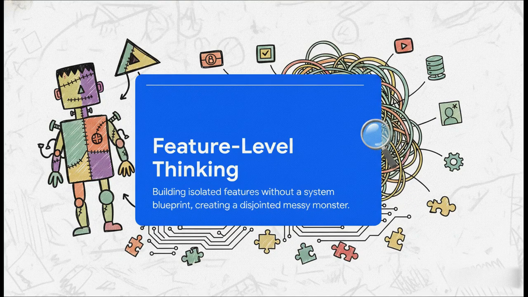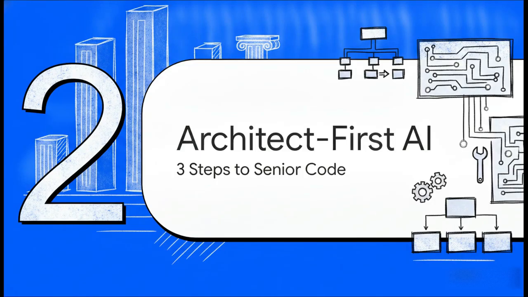And trap number 3 is feature-level thinking. This is where you build things one by one, asking the AI for, say, a login button today and maybe a user profile query tomorrow, but you're doing it without any overarching blueprint or interface contract. Because you lack a system-level plan, your project eventually morphs into this Frankenstein monster. It becomes a tangled mess of disjointed patterns, duplicated logic, and wildly mixed design paradigms. Moving on to part 2, the architect-first AI framework.